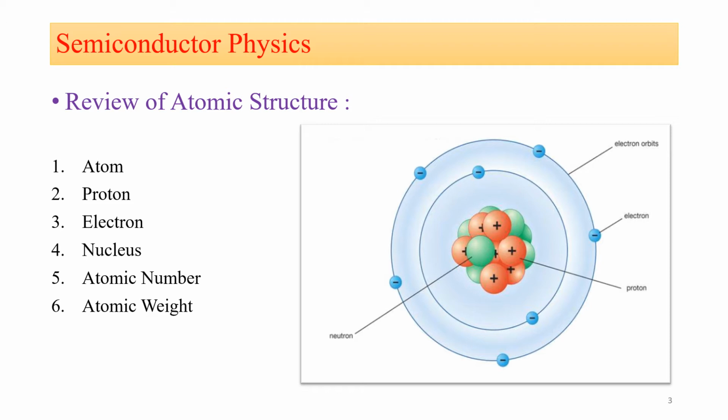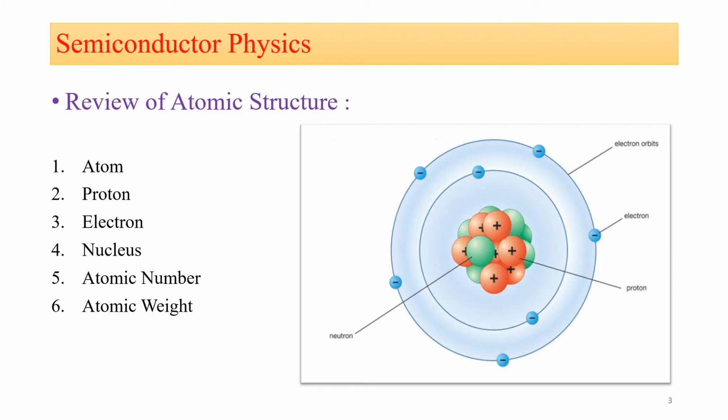As electrons are negatively charged and the nucleus is positively charged, there will be a force of attraction between them. In an atom, the number of protons and the number of electrons will always be the same, so the atom is electrically neutral. Now what is atomic number? The number of protons in an atom is nothing but the atomic number. And what is meant by atomic weight? The total number of protons and neutrons in the nucleus of an atom is nothing but the atomic weight.